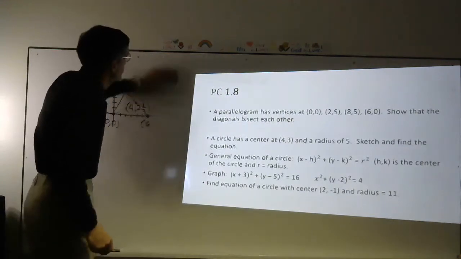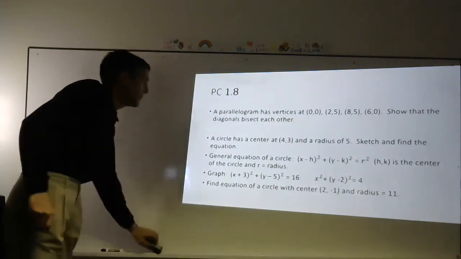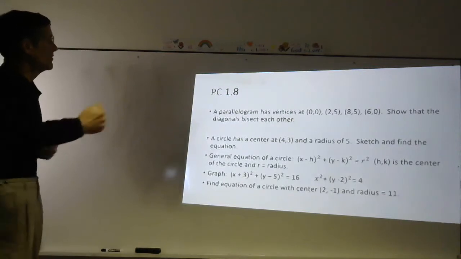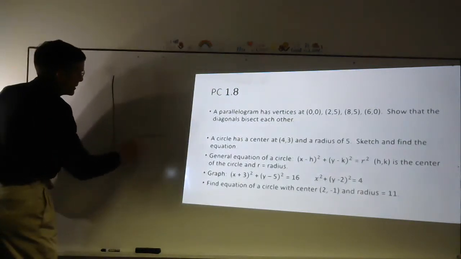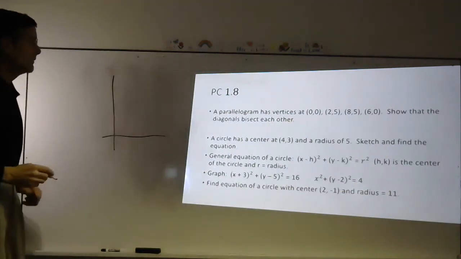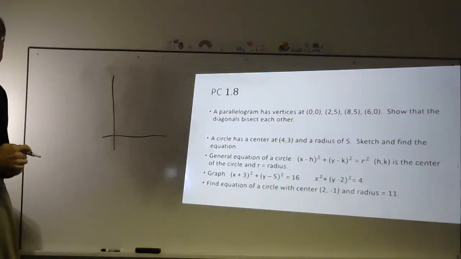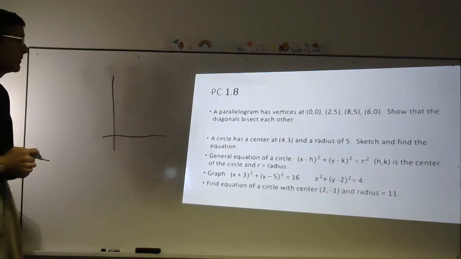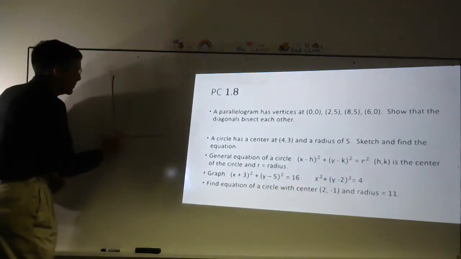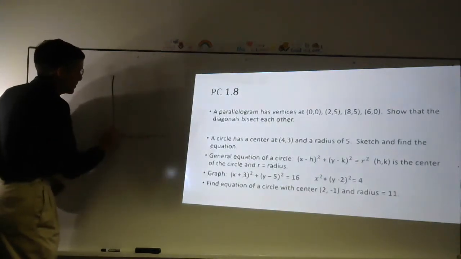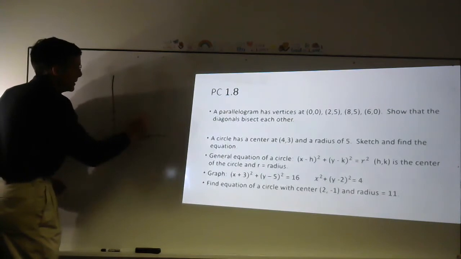Pictures, draw pictures. Okay, a circle has a center. If there's one thing at all that's interesting or somewhat difficult in these last two sections we're going to do in chapter 1, it's equations of circles. Some people struggle with this. A circle has a center at 4, 3. 1, 2, 3, 4. 1, 2, 3. Here's the point 4, 3.